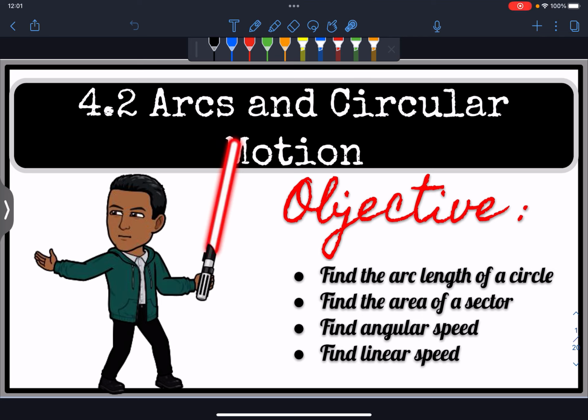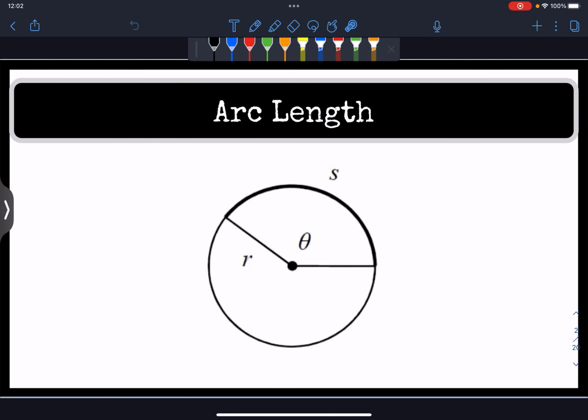Hello class. In lesson 4.2, arcs and circular motion, you'll learn to find the arc length of a circle, find the area of a sector, and then find the angular speed and linear speed using some of these formulas. So let's begin by first going over what the arc length is.